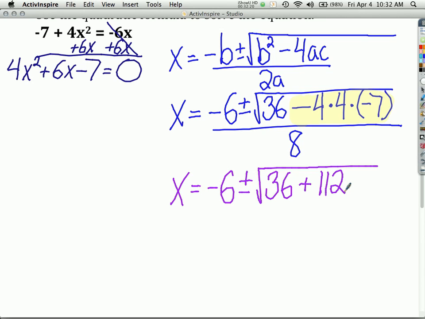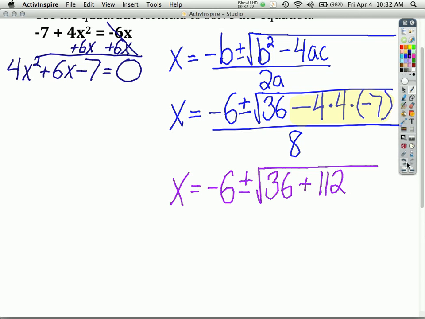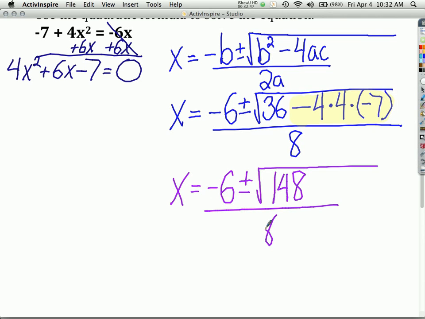Well, we're also high-level math students again, so I don't know if I need to waste a whole line of work by writing that. So I can now do 36 plus 112 and write down my answer right there. So what's 36 plus 112? 148. Very good. All over 8.